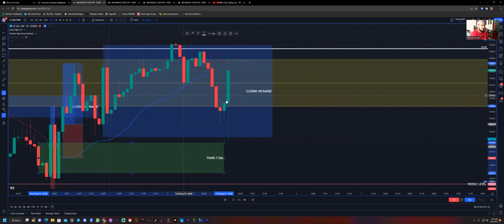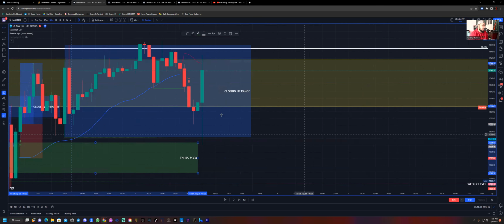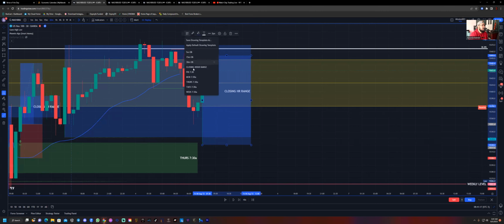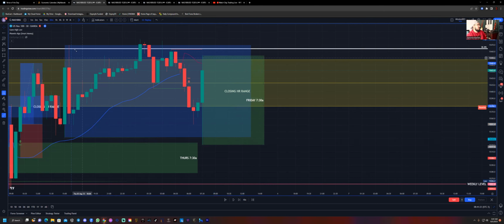All right, so let's look at the 730 candle range. This is Friday. This is NFP. So 730 candle range is here, right there. See how they line up right on top of each other. Sheesh. So we'll look at Friday right there. All right. So a couple of things to look at.